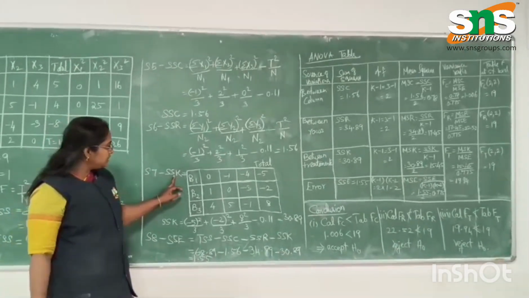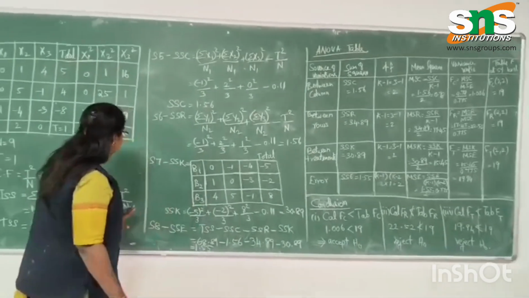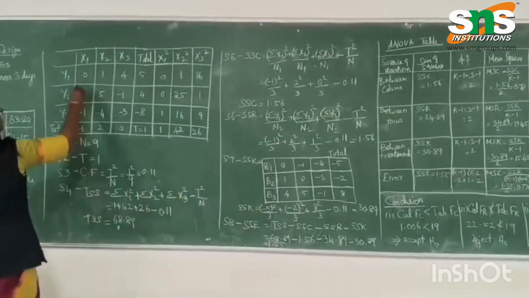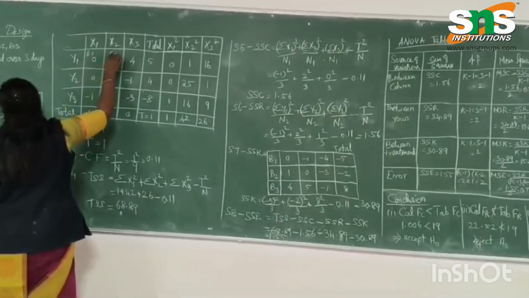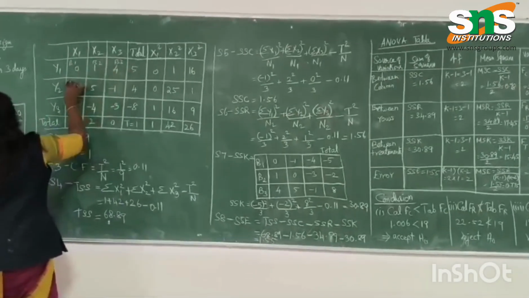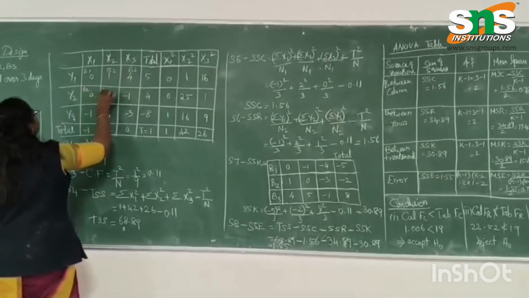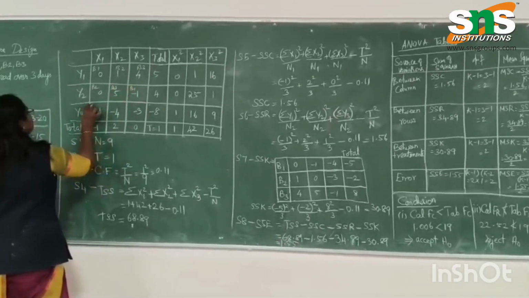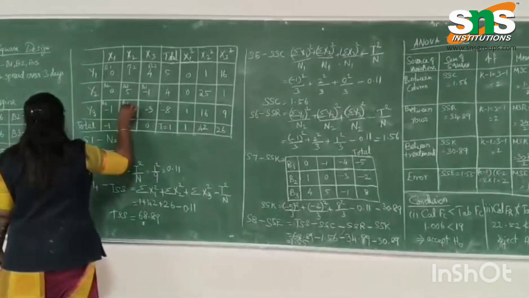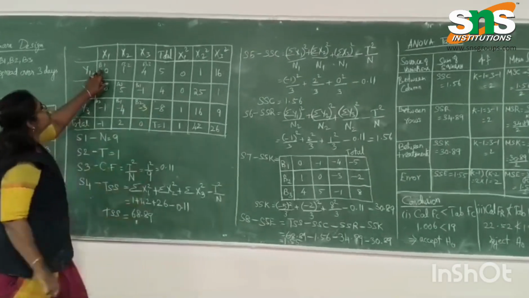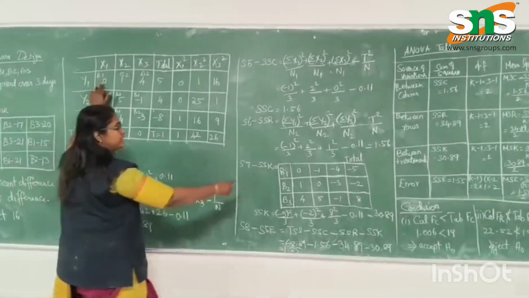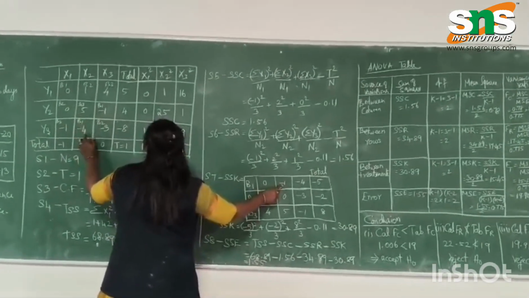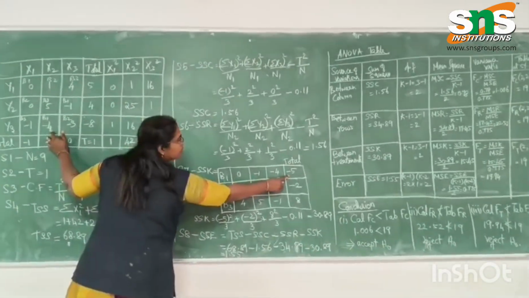So in treatment, we want to write it as B1. First row B1, B2, B3, and then B2, B1, B3, and B1, B3, B1 and B2. So first row B1 value is 0, write that first. Second row B1 value is -1. Third row B1 value is -4, and get the total value.